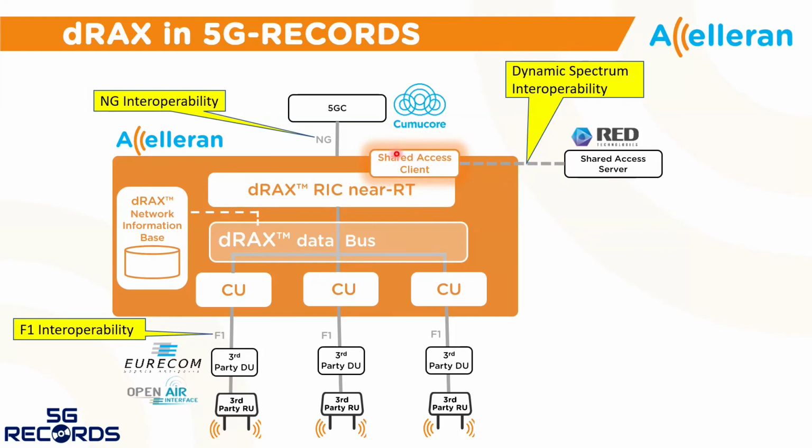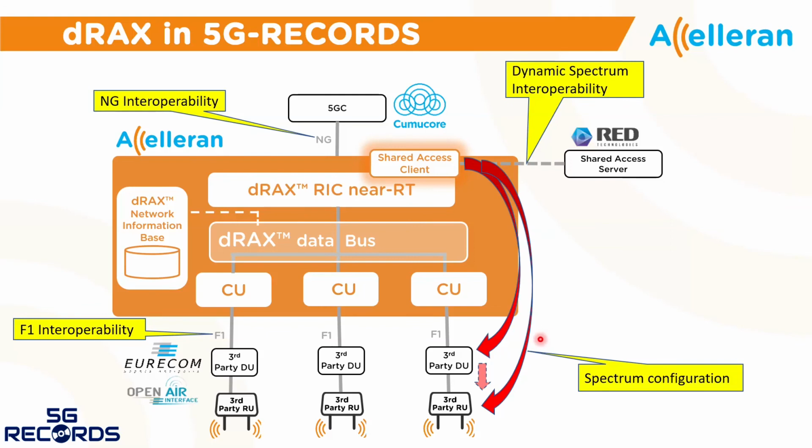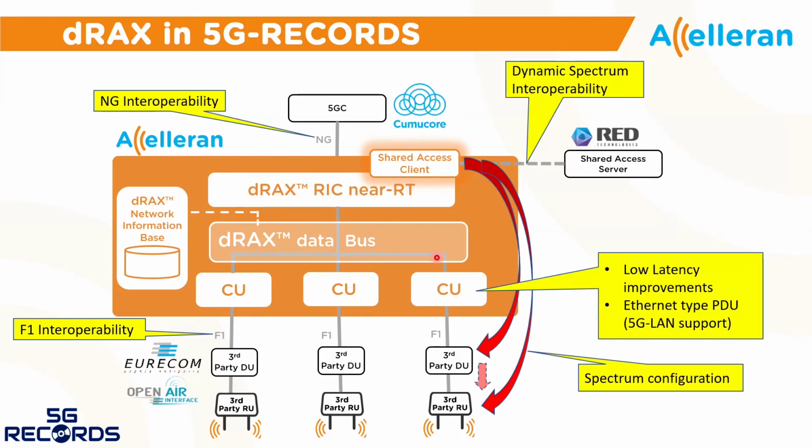Once the shared access client obtains those RF parameters, it needs to configure them down into the DU and RU. And one of the most important tasks will actually be to define exactly how this configuration is going to be done with the available interfaces. And last but not least, the CU is going to be enhanced so that there are improvements for low latency and also the support of Ethernet type PDUs to support the 5G LAN feature.